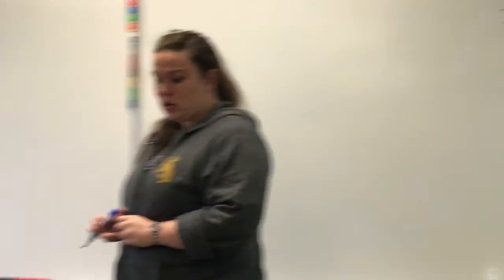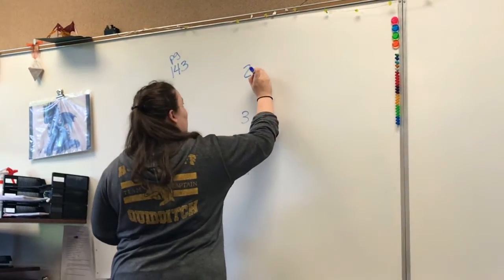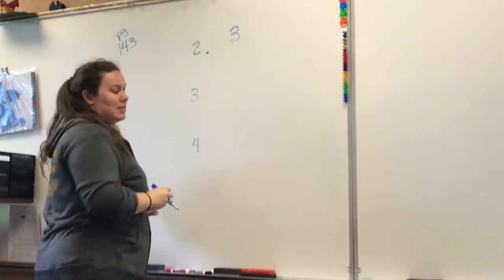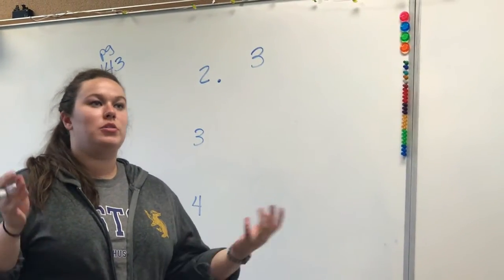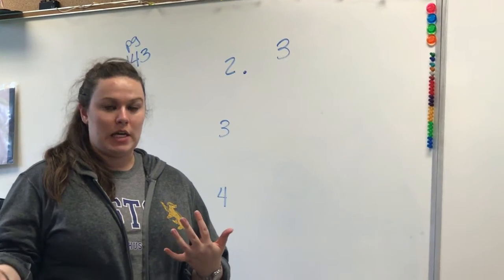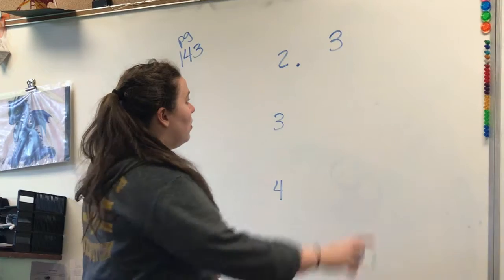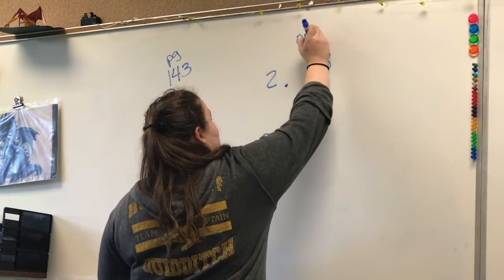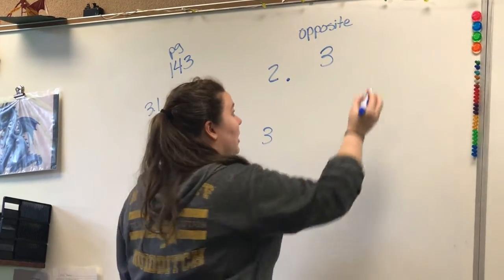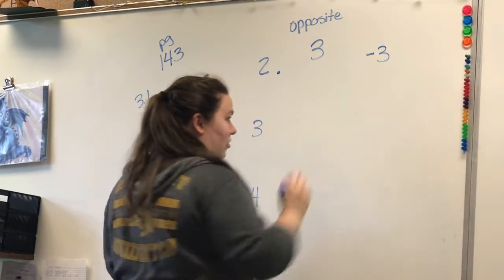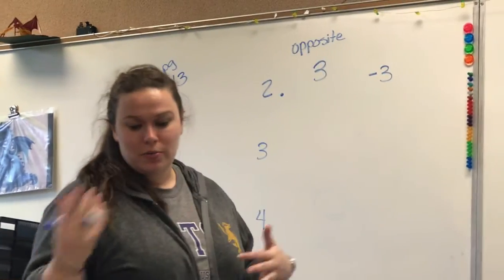So on number 2, it gives you the number 3 as an example, okay? And then it wants you to put it on the number line, and it wants you to tell what the opposite of it is. The number line, I feel, is a waste of time. So it is asking for the opposite of 3. The opposite of 3 is negative 3. Pretty simple, right? You're just taking a positive and you're putting it into a negative.